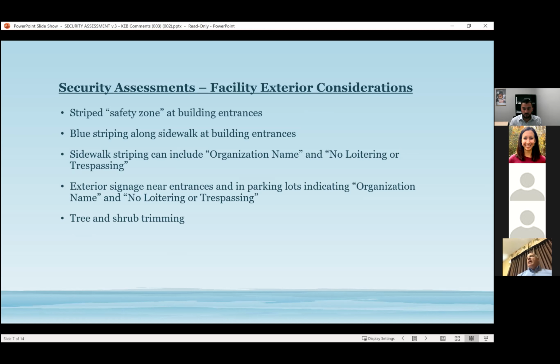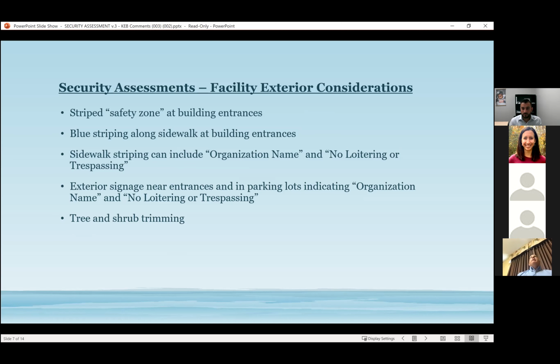Not only do I like that on the entranceway painted, I also like signs on the exterior of the building that put the organization's name, and then no loitering or trespassing. It just puts everyone on notice that, hey, we're here to conduct your business. We're here to help you. But it's not necessarily where we want people to hang out, because we want people to be able to move in and out of the facility freely and not be bothered by other people.